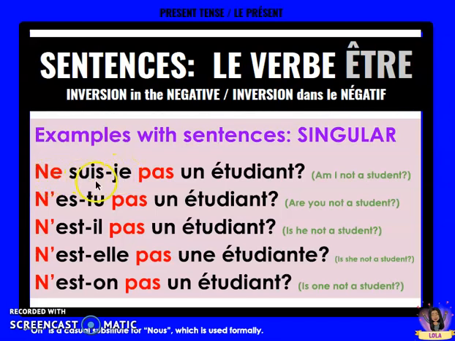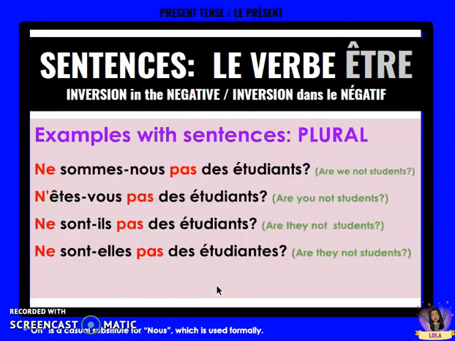So, ne suis-je pas un étudiant? N'es-tu pas un étudiant? N'est-il pas un étudiant? N'est-elle pas une étudiante? N'est-on pas un étudiant? Ne sommes-nous pas des étudiants? N'êtes-vous pas des étudiants? Ne sont-ils pas des étudiants? Ne sont-elles pas des étudiantes?